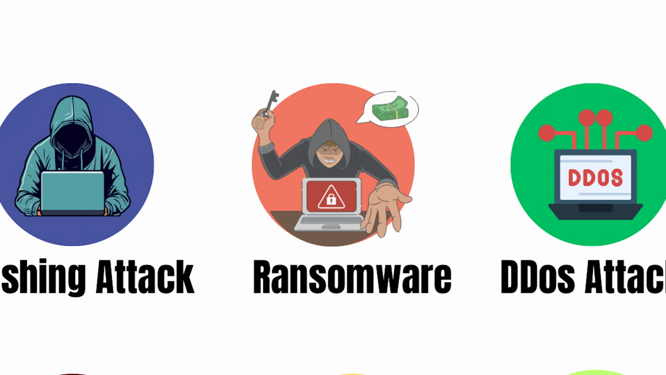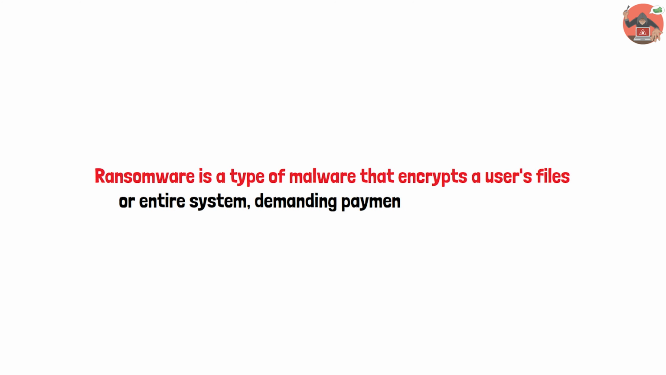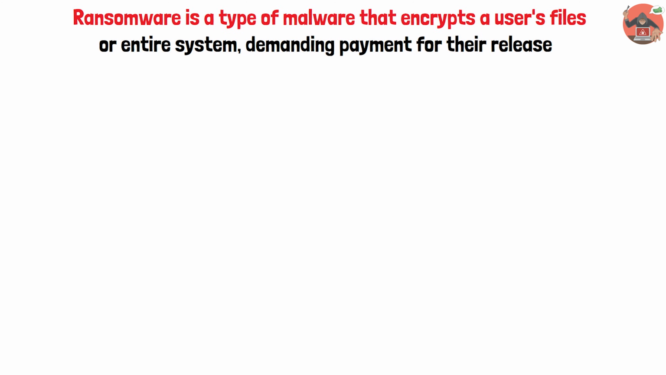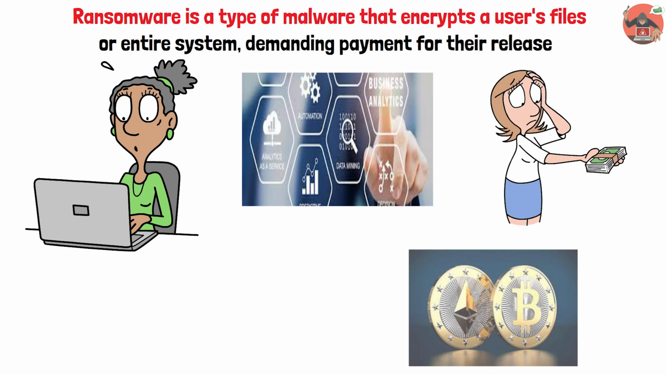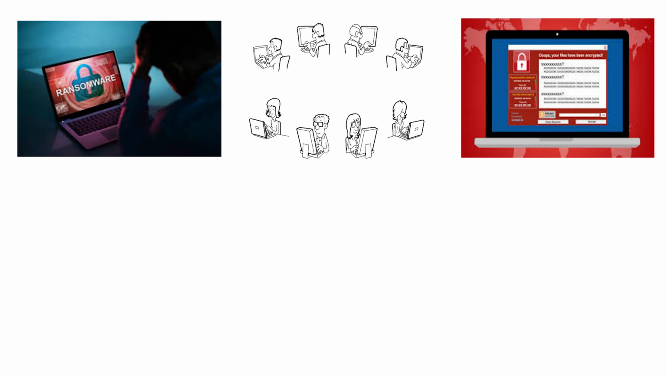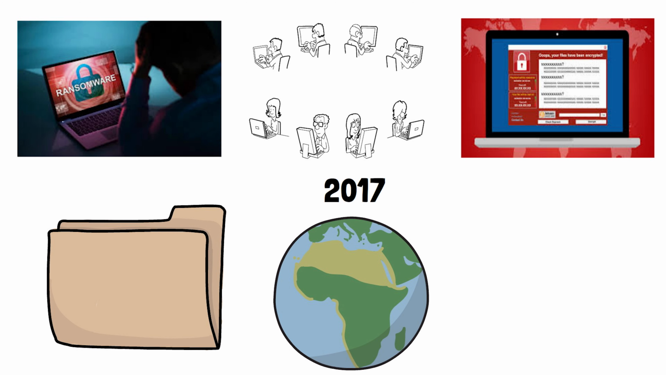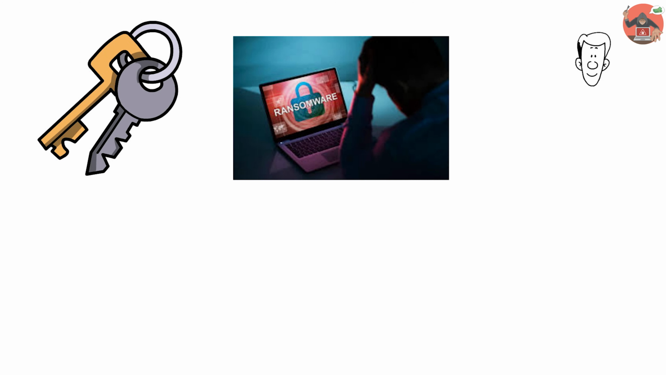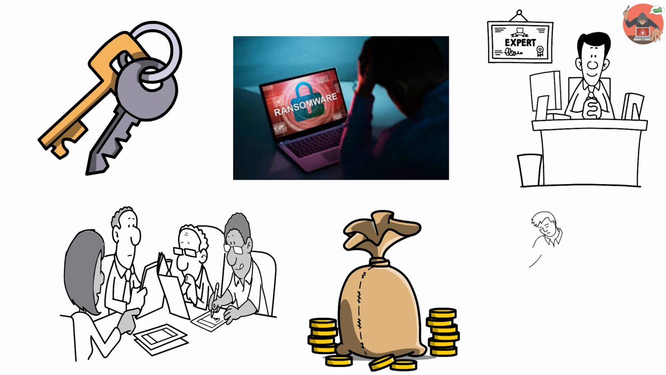2. Ransomware. Ransomware is a type of malware that encrypts a user's files or entire system, demanding payment for their release. Once infected, victims may lose access to critical data unless they pay the ransom, often in cryptocurrency, to the cybercriminals. An example of ransomware is WannaCry, which infected hundreds of thousands of computers worldwide in 2017, encrypting files and demanding Bitcoin payments in exchange for decryption keys. Ransomware attacks can cripple businesses and organizations, causing significant financial and reputational damage.